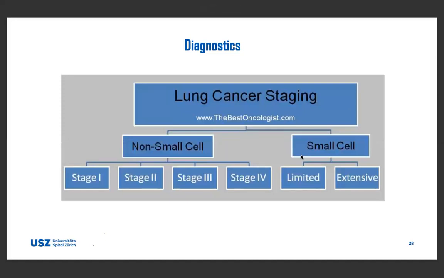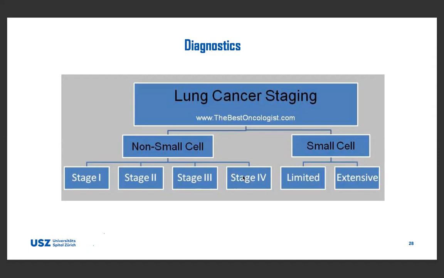As already mentioned, when we look at the patient and say this patient has lung cancer, then the first step is to understand non-small cell or small cell. And if we have small cell, for example, then we can further subdivide them into limited or extensive. And in non-small cell cancer, we have stage 1, 2, 3, and 4. But in order to know which stage it is, we also need to see how large the tumor is, whether lymph nodes are involved, and whether there are distant metastases.